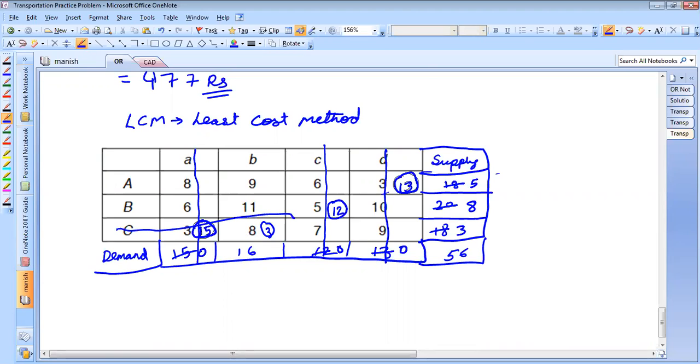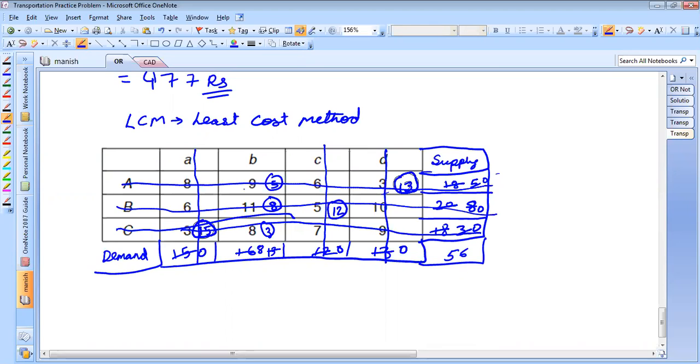Eliminating this row. Then we'll allocate at 9, 5. Eliminating this row. So once 3 is gone, it will become 13. 13 is gone, it will become 8. And the last we will allocate 8, making this as 0. So we have eliminated the last also.